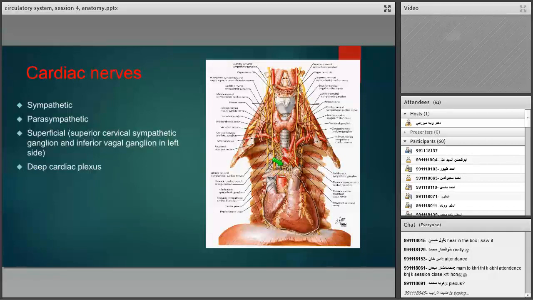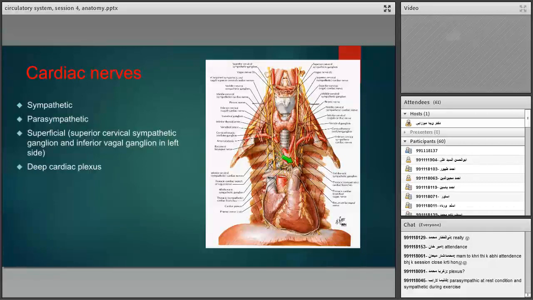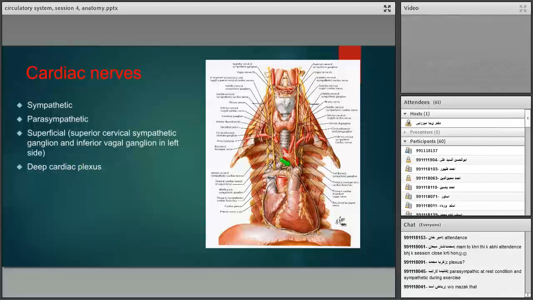Yes, sympathetic during exercise and parasympathetic at rest. So, the superficial cardiac plexus is placed under the aortic arch, but the deep cardiac plexus is placed at the posterior side of the aortic arch and near the bifurcation of the trachea. Look at here.